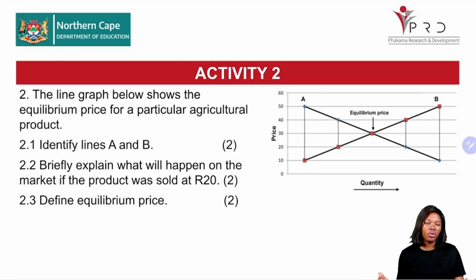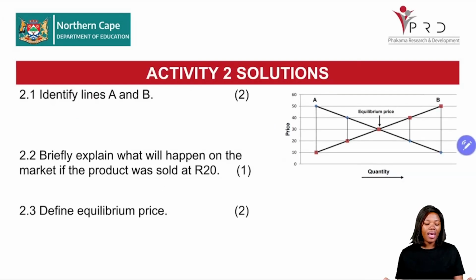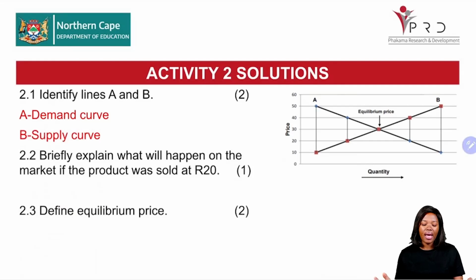The line graph below shows the equilibrium price for a particular agricultural product. Remember, I said in the exam, either you will be expected to draw the graph, or you will be provided with the graph, and then you will have to analyze and answer the questions. Now, identify lines A and B. Line A is the demand curve, and line B is the supply curve. Why? A is facing downward, B is facing upward.